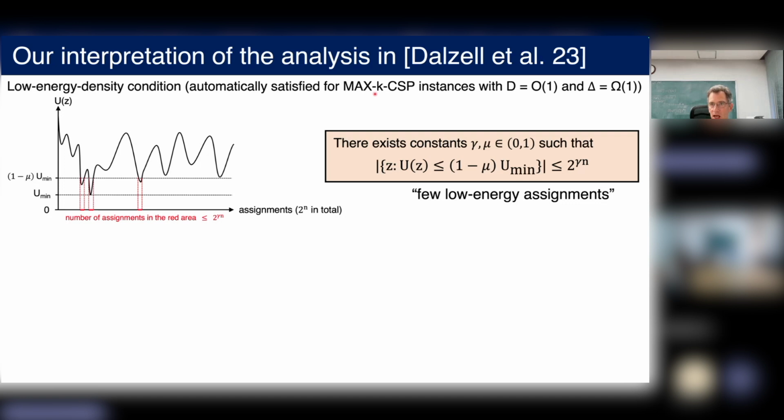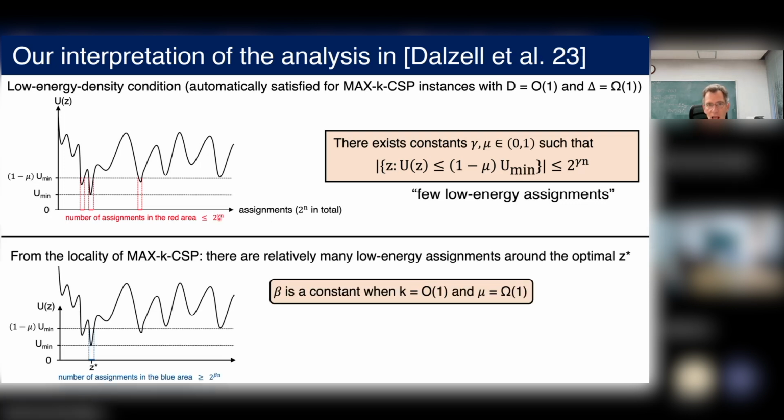So we are considering MAX-k-CSP with these parameters. Remember that this means that the low energy density condition is satisfied, which means that there are few low energy assignments. If you look at all the assignments with a low value here, where a small enough number of clauses are not satisfied, then these are the assignments depicted in red, and you have a small number, less than 2 to the gamma n for some gamma. This is the first thing.